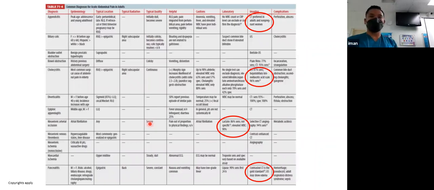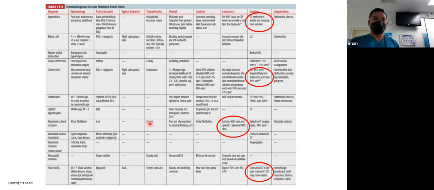Okay, these are the common diagnoses for acute abdominal pain in adults. It's very wordy, but I will just highlight the important parts. For appendicitis, CT is preferred in adults and also non-pregnant women. In cholecystitis, ultrasound is about 81% sensitive.